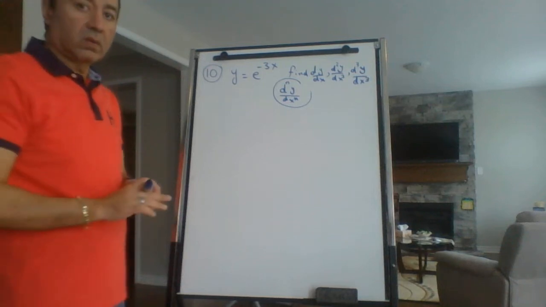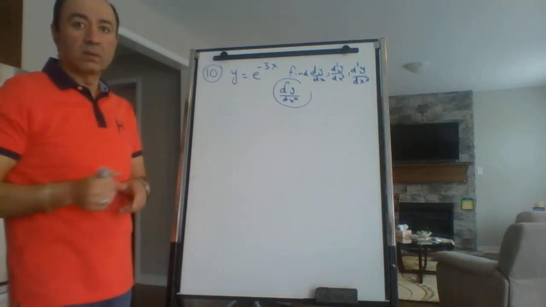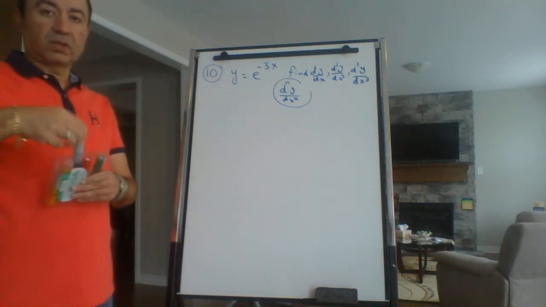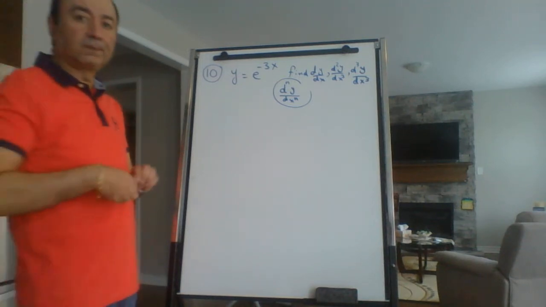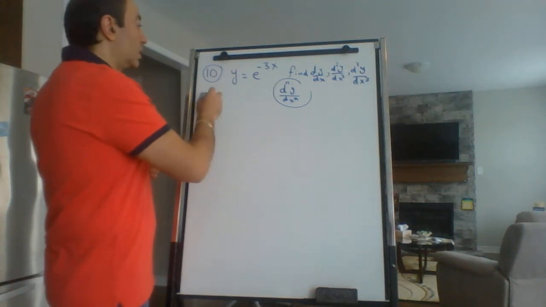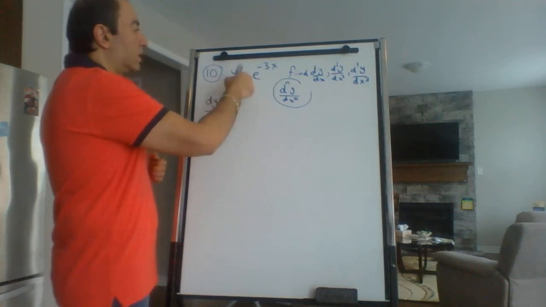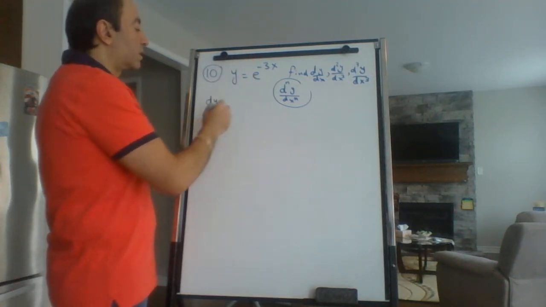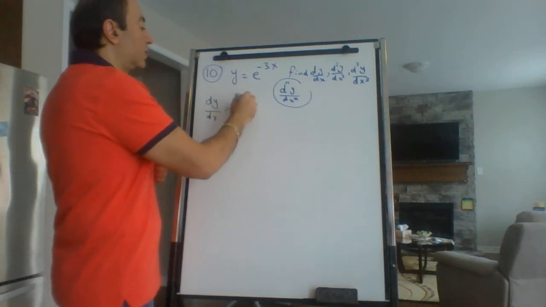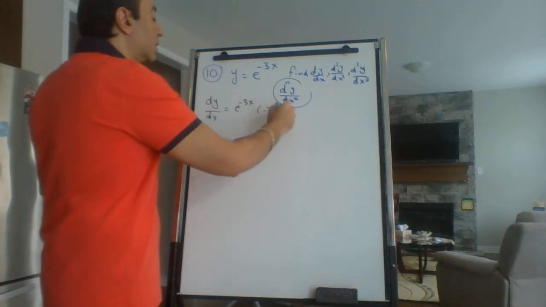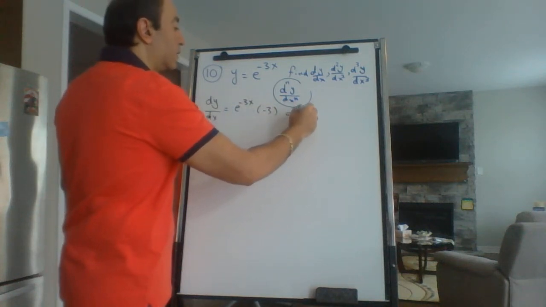Alright, so the first thing I would do is try to find the first derivative, which is dy by dx. So this is e to the power of g of x, so it is e to the power of g of x times g prime of x, which is negative 3. Then we can write this as negative 3 e to the power of negative 3x.